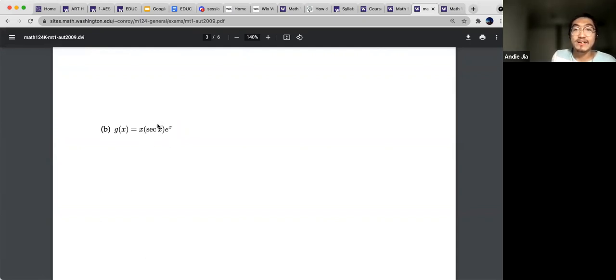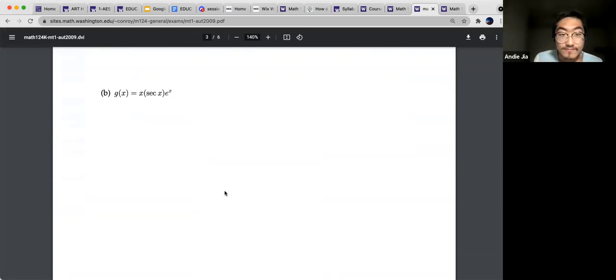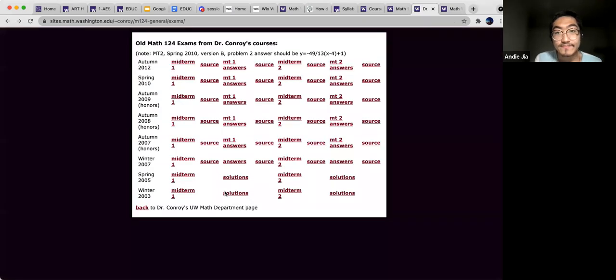Either take the x times the secant of x times the e to the x, then you need to use the product rule again. I'm pretty sure that you guys are good at those computational problems. So I'll move on to more of the word problems, like the tangent line problem.